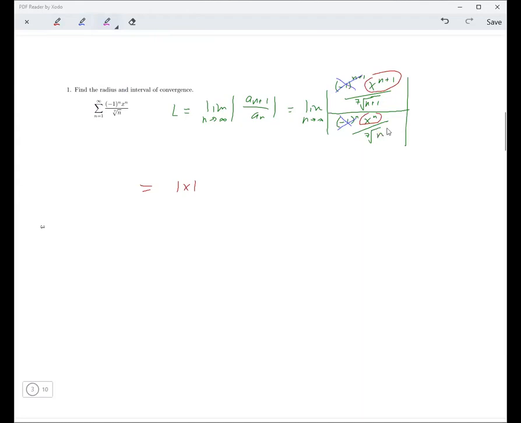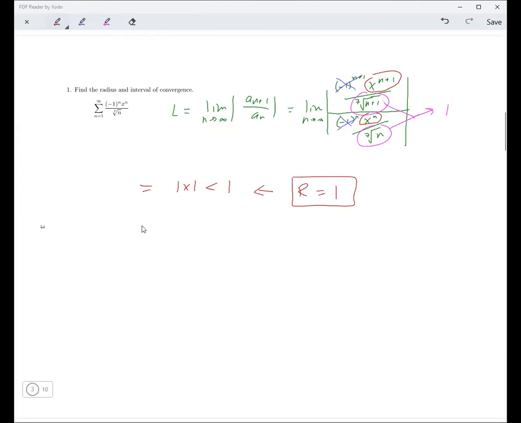So this and this, they go to 1. So the quotient of those goes to 1. Okay, so 1 divided by the other just goes to 1. So you just end up with this right here. And that's going to converge when that's less than 1. So the radius of convergence is going to be 1. Okay, because you just have that.